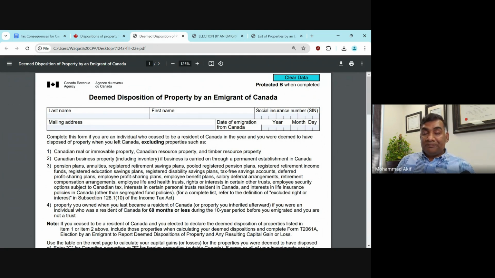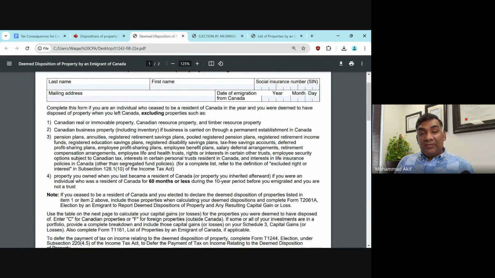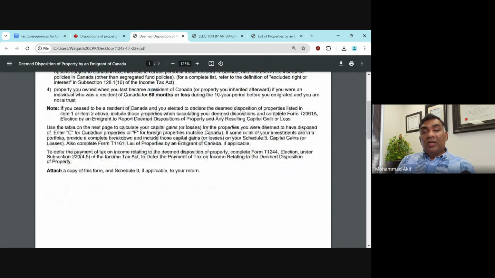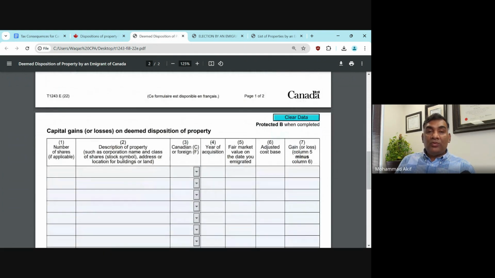We don't include the Canadian real property, any pension plans, or cash. Same thing with the 60 months or less. But let's say we have to report stocks, any non-registered accounts, any other trading accounts, crypto accounts, any precious metals that you might own. These are all the things that need to be reported on here. You have to report how much you paid for them, in terms of the year of acquisition, what was your cost, and what was your fair market value.